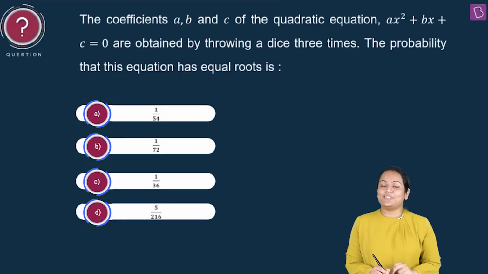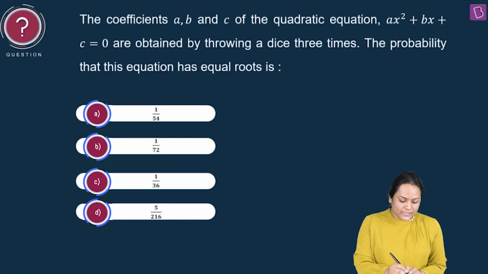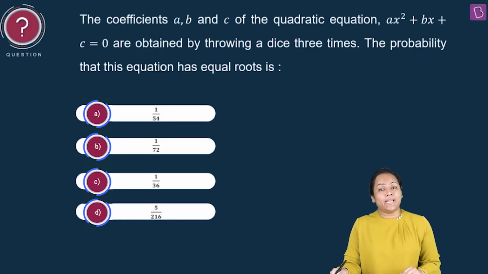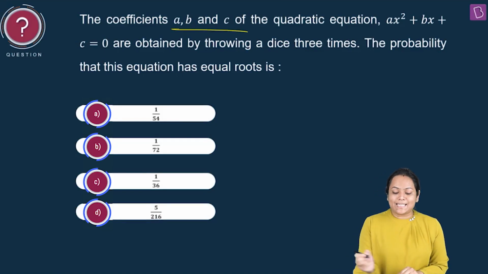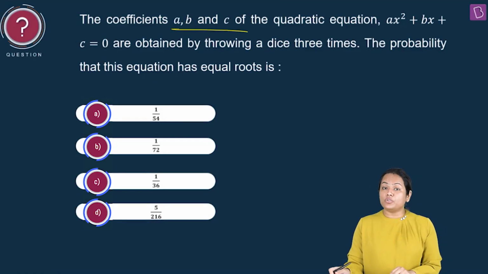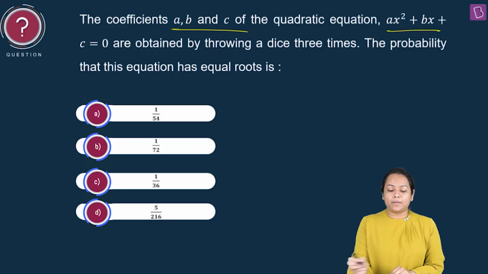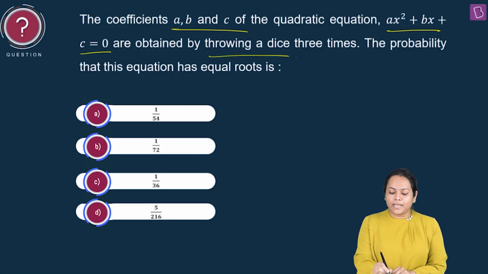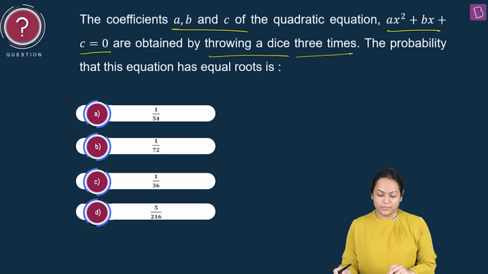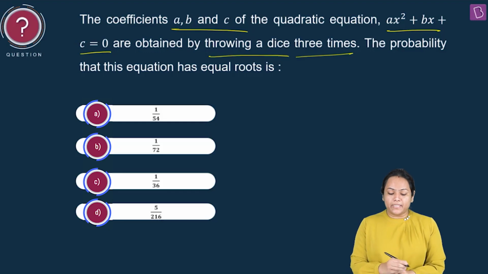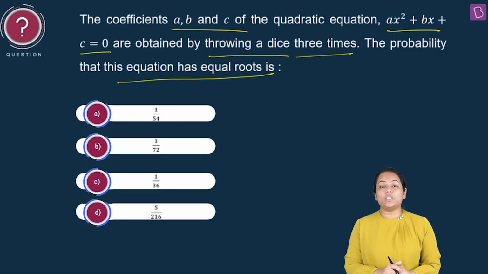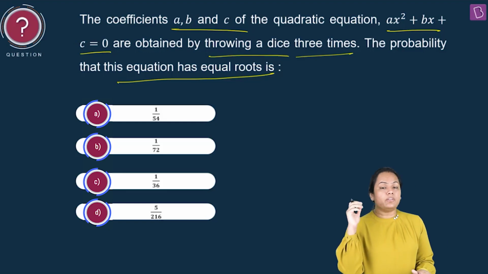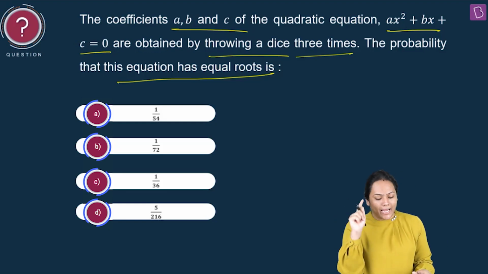Moving on to the discussion part, let's start with the question. In this question, they have said the coefficients a, b and c of the quadratic equation ax square plus bx plus c equal to 0 are obtained by throwing a dice 3 times. What is the probability that this equation has equal roots? Okay, so they have given us a quadratic equation and they have asked the probability for this equation to have equal roots.